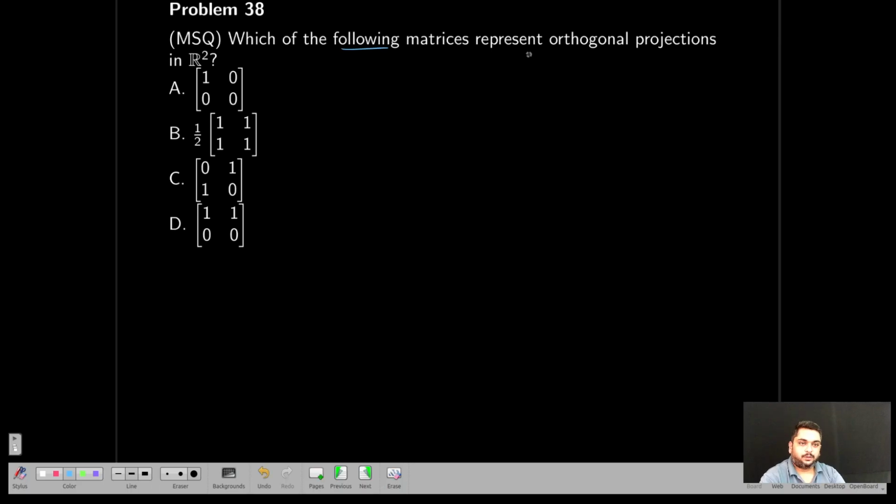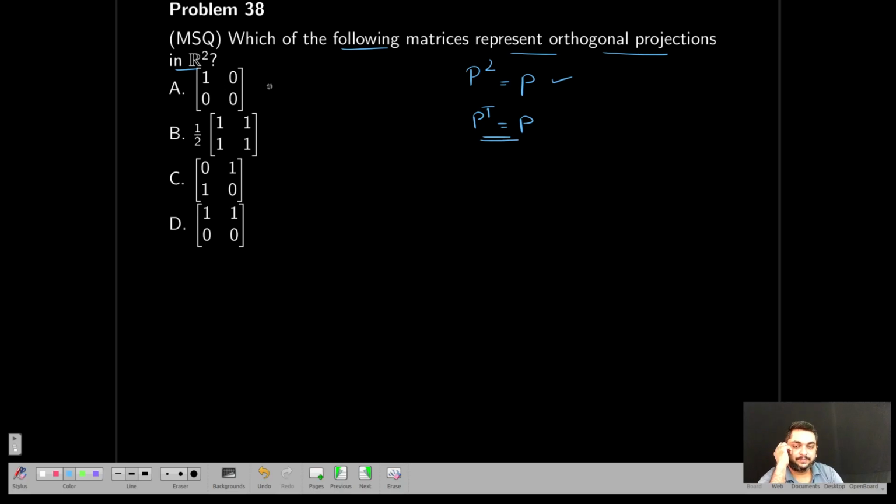Which of the following matrices represent orthogonal projections in R square? What is an orthogonal projection? For orthogonal projection, P square should be equal to P. That is the first condition. Second, P transpose should be equal to P, which means it's a symmetric matrix. So first check which are symmetric here.